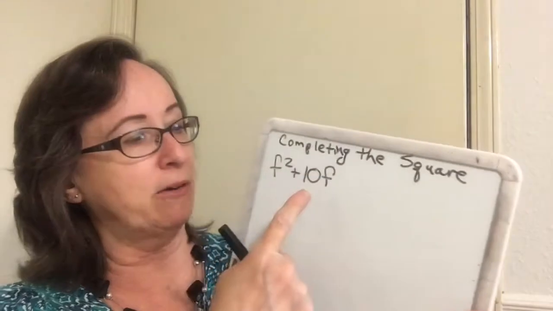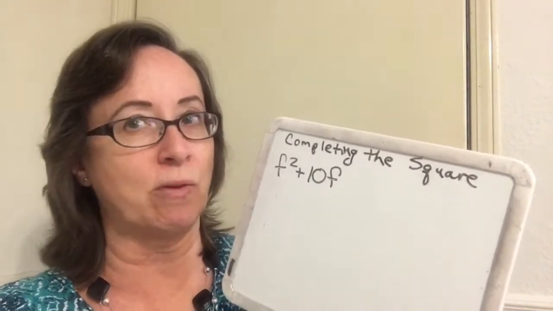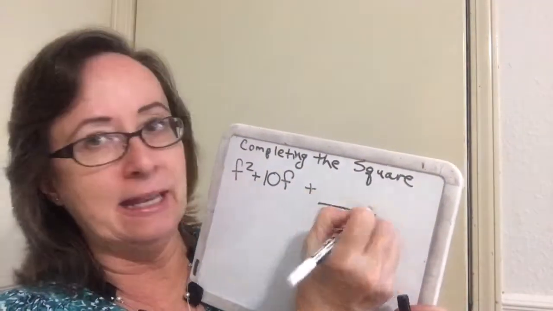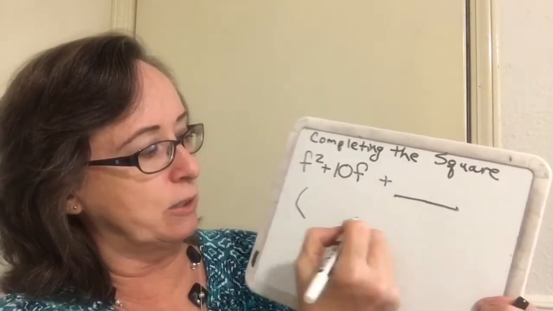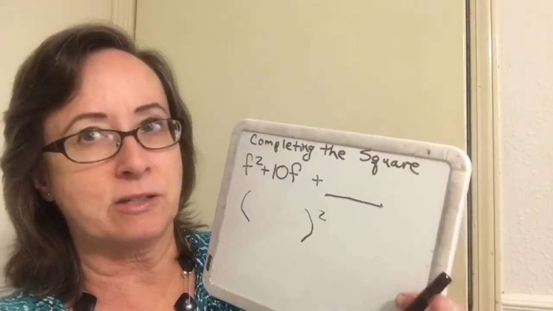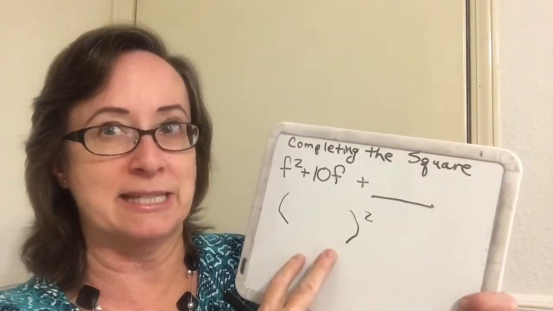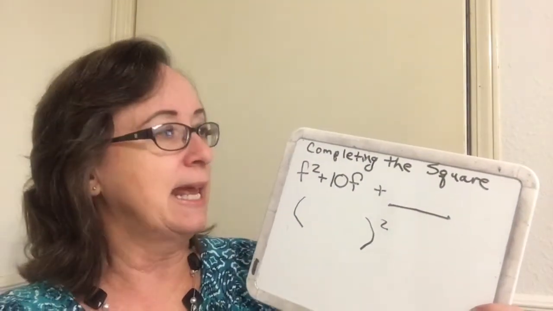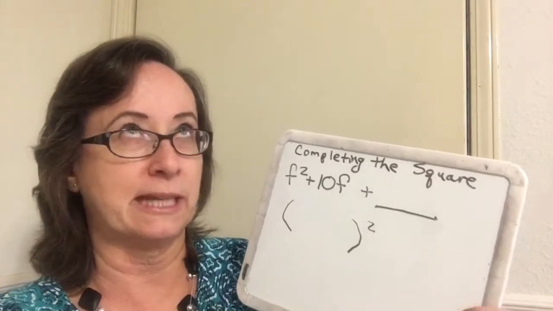And if I had f squared plus 10f and I wanted to make it a perfect square trinomial, what number would I need to add to make this a perfect square? So what I'm trying to do is get something squared. This is what I'm aiming for. Something squared on one side, so that in an equation I could use this square root property. Okay, the completing the square process has just 2 parts. Maybe 3, we'll see.